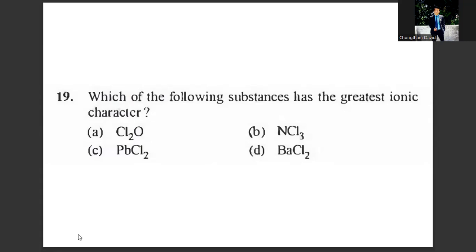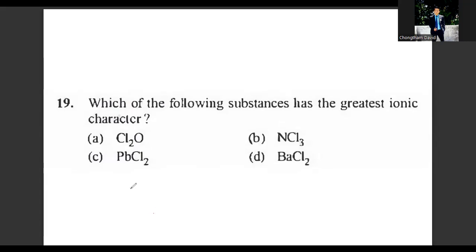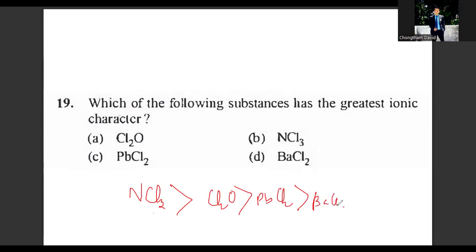Let us first arrange the sequence NCl3, followed by Cl2O, followed by PbCl2, then BaCl2. So what would be the answer for this? Which of the following has the highest ionic character? So it would be option B. According to this, you have barium chloride, so it must have the highest ionic character.